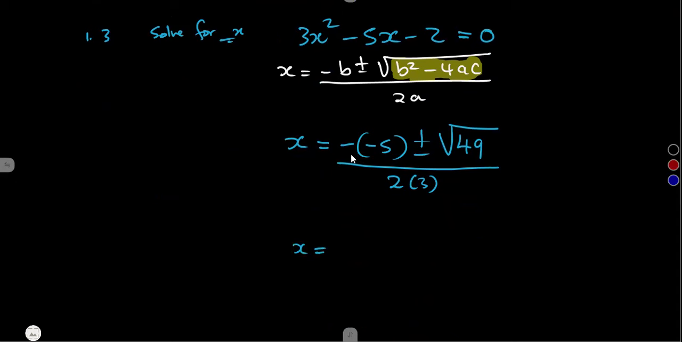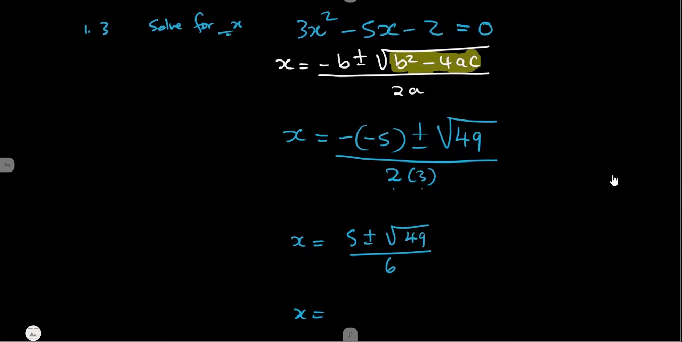So just simplifying a minus to a minus, that's a plus. So that's 5 plus or minus the square root of 49. Yes, we can simplify. As we know, the square root of 49 is 7. But we can just leave it like that. 2 times 3, which is 6. So that is it, guys.